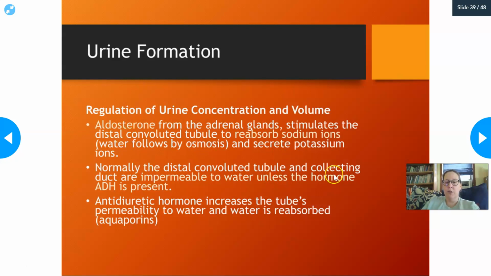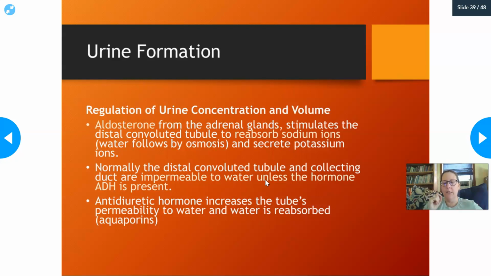Normally, the distal convoluted tubule and collecting ducts are impermeable to water. So normally water will not cross over. So let's say if you are plenty hydrated, you've been drinking plenty of fluids and water, and you're good to go, then the water is not reabsorbed in the distal convoluted tubule or the collecting duct. But let's say you didn't drink enough and you are dehydrated, then the antidiuretic hormone is secreted from your pituitary.